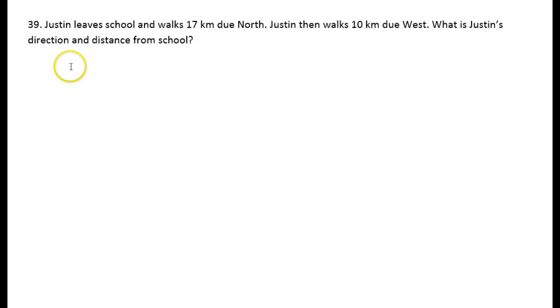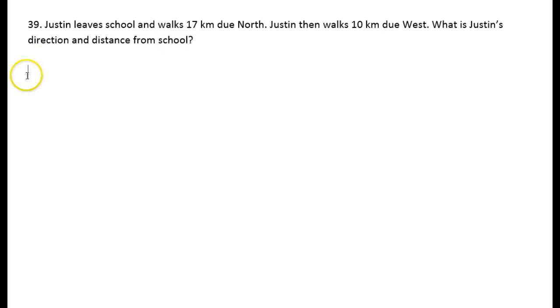In this video, I will show you how to solve vector word problems. The first one will be simple, and the second one will be a little bit more complicated. Justin leaves school and walks 17 kilometers due north. Justin then walks 10 kilometers due west. What is Justin's direction and distance from school?